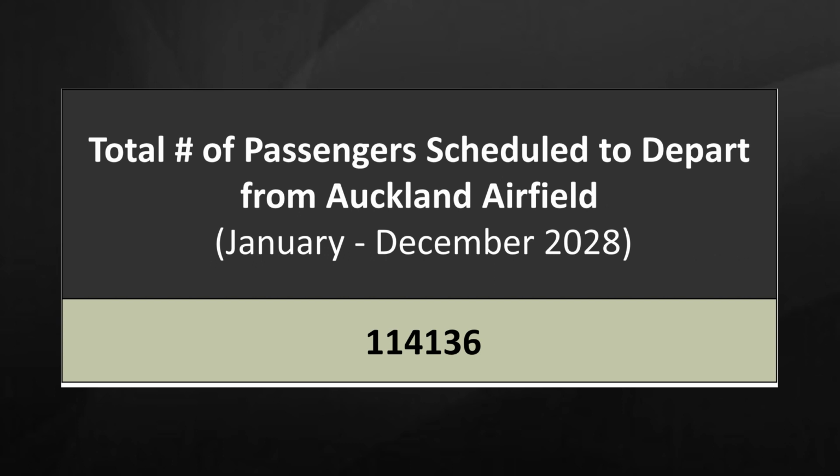Reasons for the true number of passengers departing on a flight from the Auckland airfield to differ from our estimation include passengers missing their flights, passengers buying an extra seat for their pet so that their pet doesn't need to go in the cargo hold, or passengers that are removed from a flight.